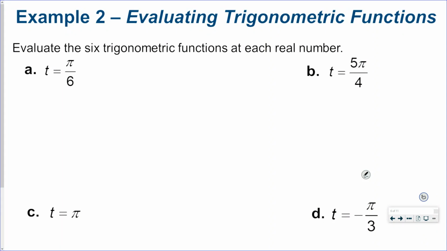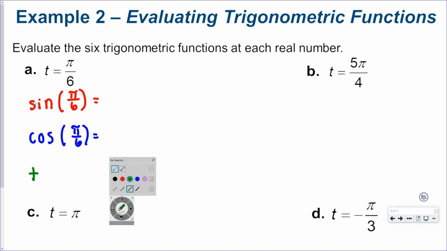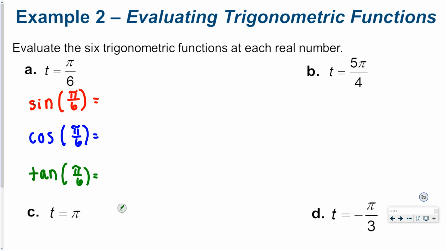I'll try to color coordinate it with my chart here. I start with sine of, and put the actual angle, pi over 6, in parentheses so I know what you're taking the sine of. Sine, cosine, and tangent, because I can just look at my unit circle for those. So this is how I start them, and then I'll tackle the other 3 after this.